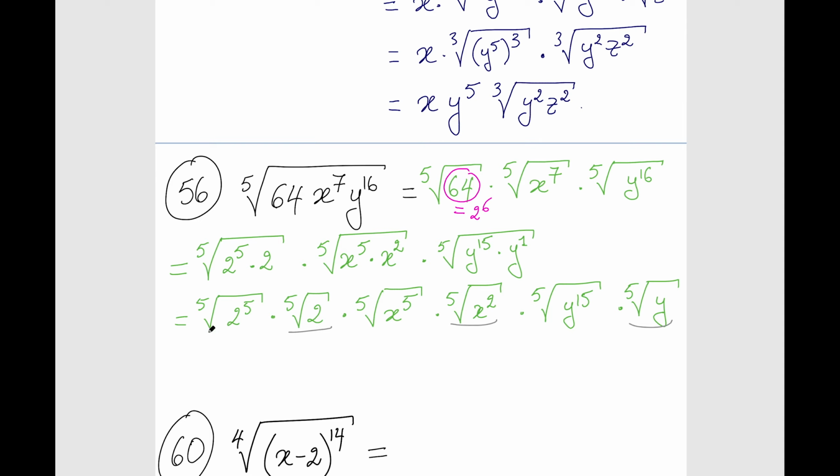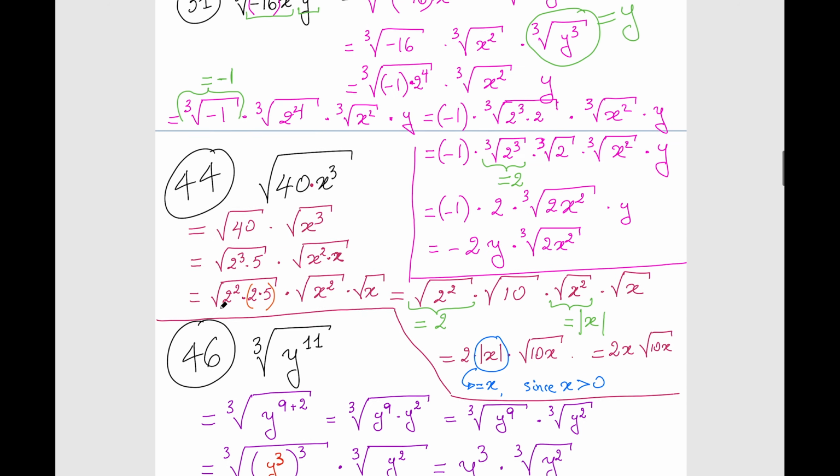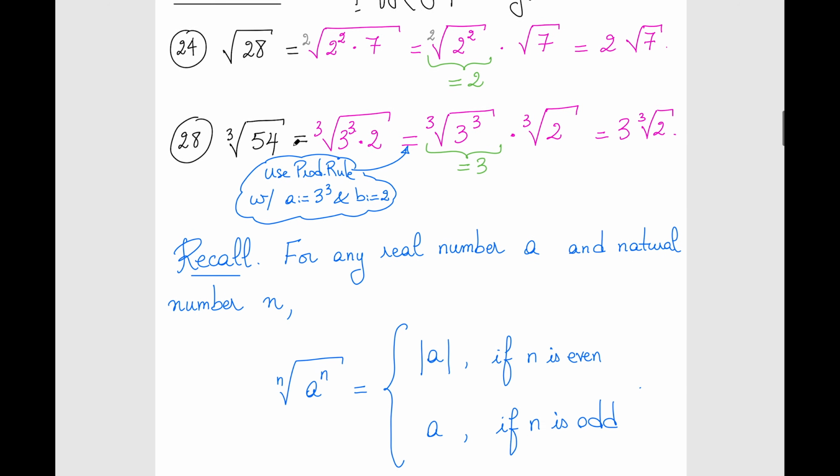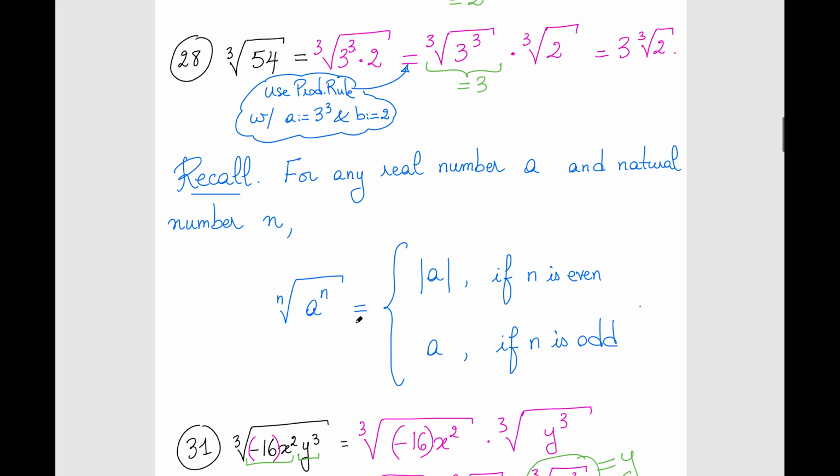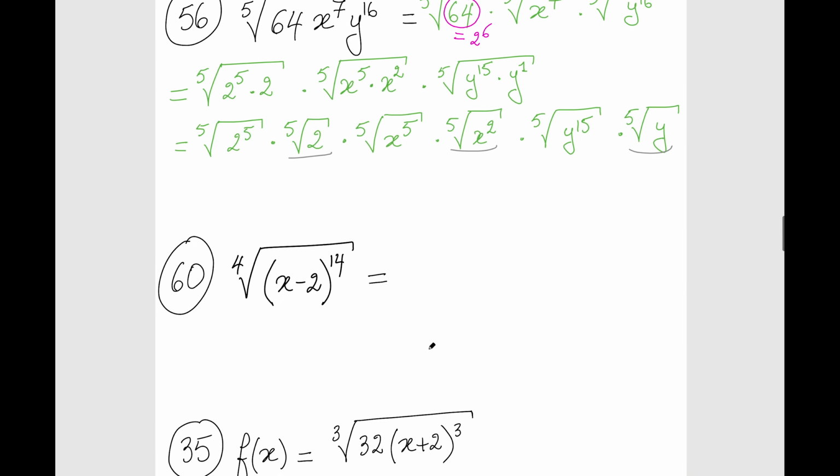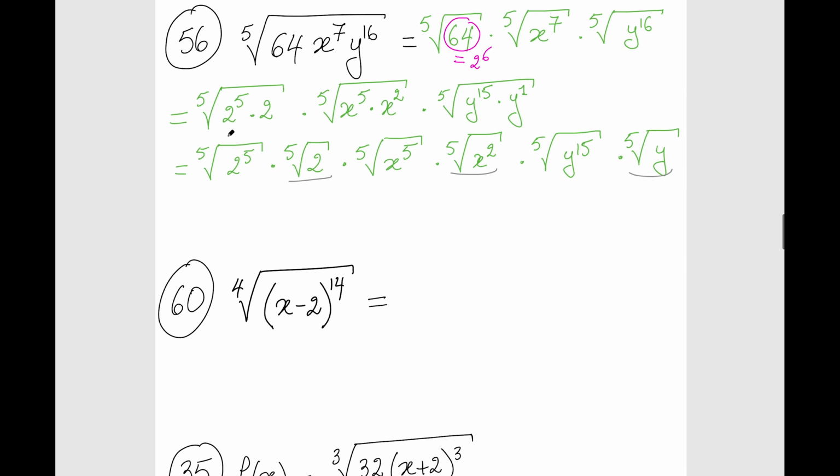Here. What's the nth power of an? That's a, because n is odd. Talking about this. When n is odd, this guy and this guy are the same. Okay. So this is simply 2. I'm copying the second part. And then, for the same reason, the nth root of an when n is odd is simply a.